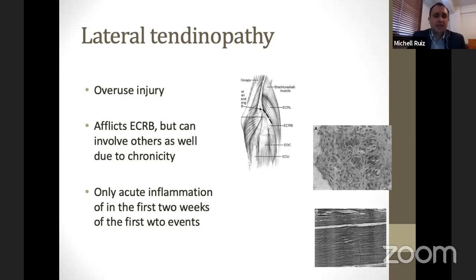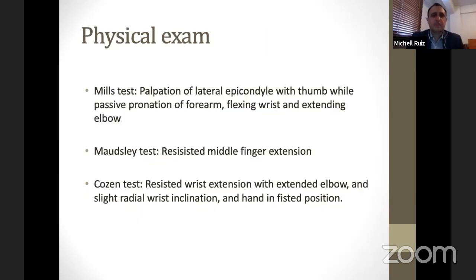As we say here, acute inflammation is only found in the first 2 weeks from when the patient begins to experience the symptoms. If by chance they become symptom-free after 2 weeks, and after some weeks or months they again have pain on the lateral side of the elbow, maybe in the first 2 weeks of the second event we can find again these acute findings of inflammation. But from then on, we are not going to find these classic features of acute inflammation, and we're going to find this chronic tendinosis that is going to affect the function of the elbow, of the wrist, and probably sometimes of the hand.